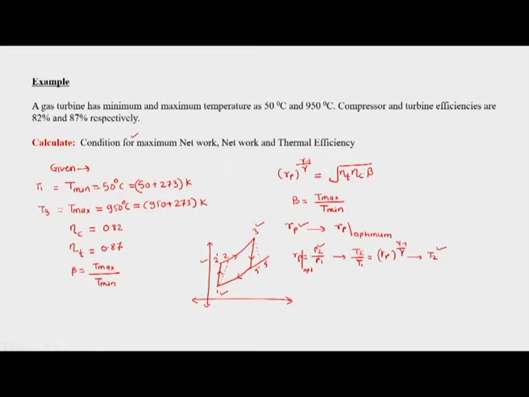But then there is a problem. This is T2 dash that we know, but we do not know T2. So we have to use the formula for the compressor efficiency. We know the compressor efficiency formula is ideal work, T2 dash minus T1, divided by T2 minus T1. In this formula, T2 dash is known from the isentropic relation, T1 is already known, and the compressor efficiency is given, so using the isentropic efficiency formula we can find T2.